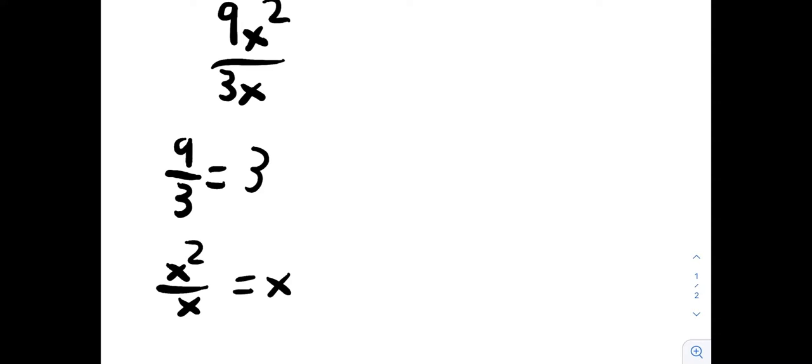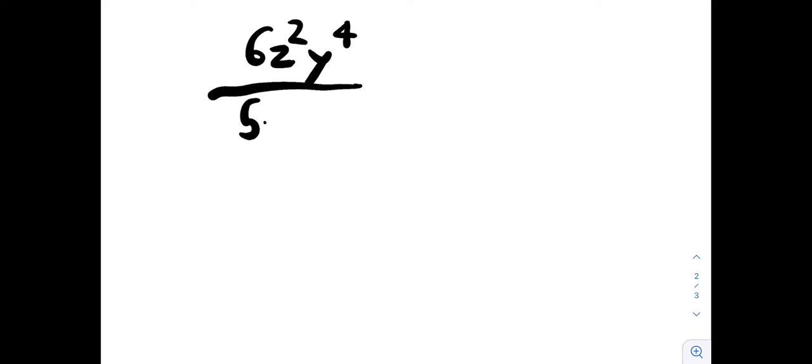So whenever dividing powers with the same base, we subtract the exponents. So there's an invisible 1 here, and so x squared divided by x to the power of 1 equals x to the power of 2 minus 1. This illustrates an exponent law called the division law. And so the final answer is 3x.